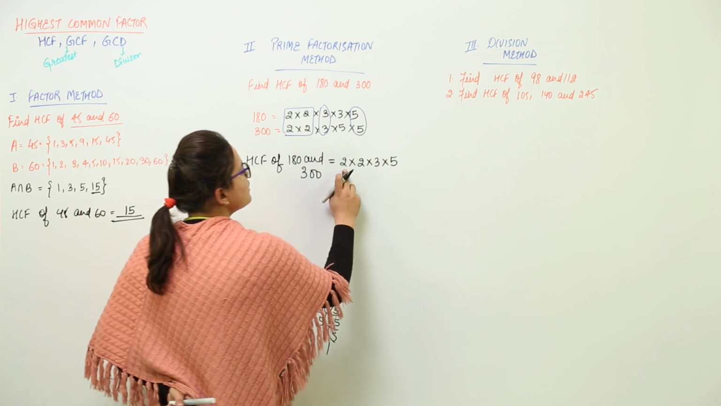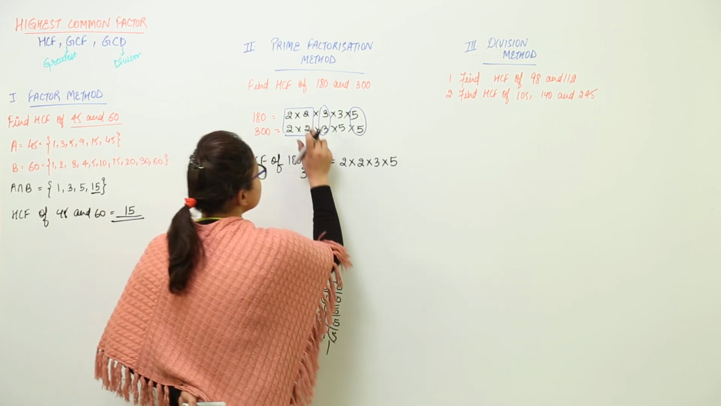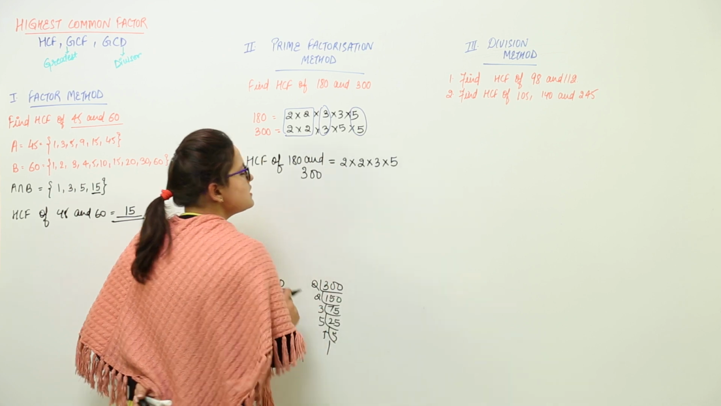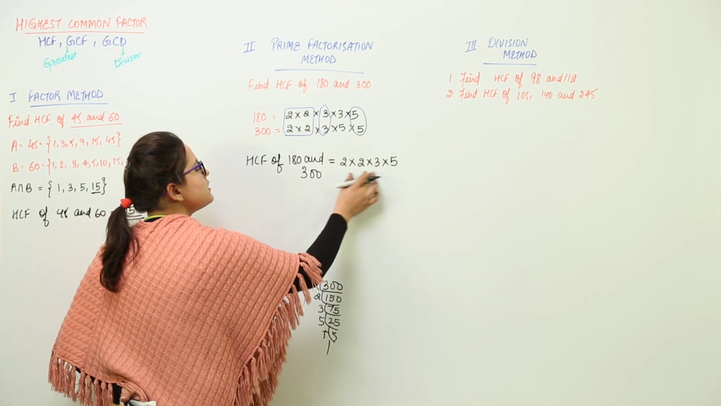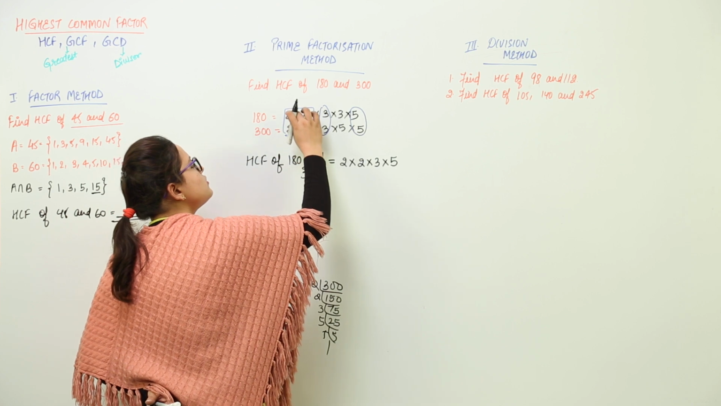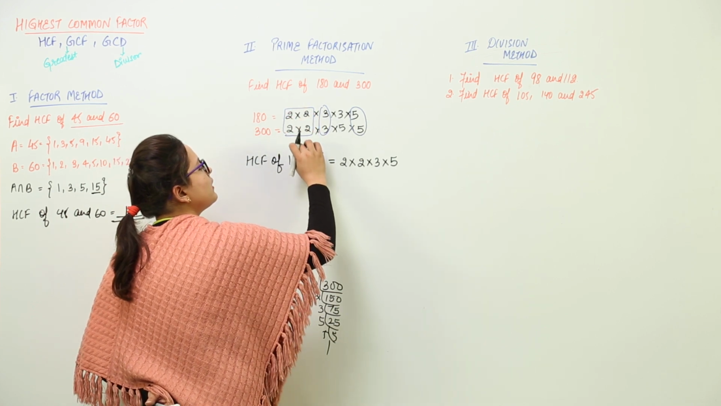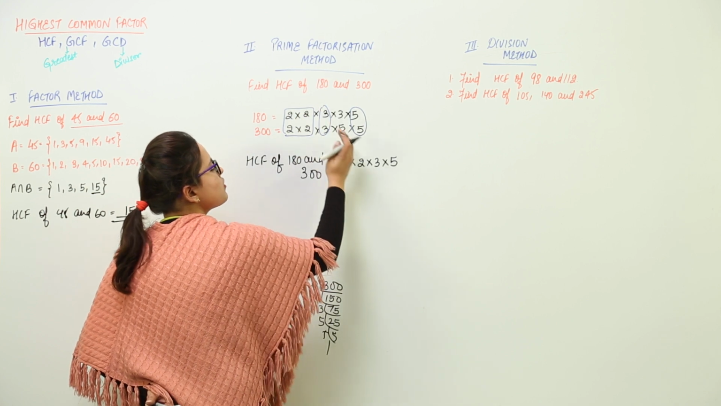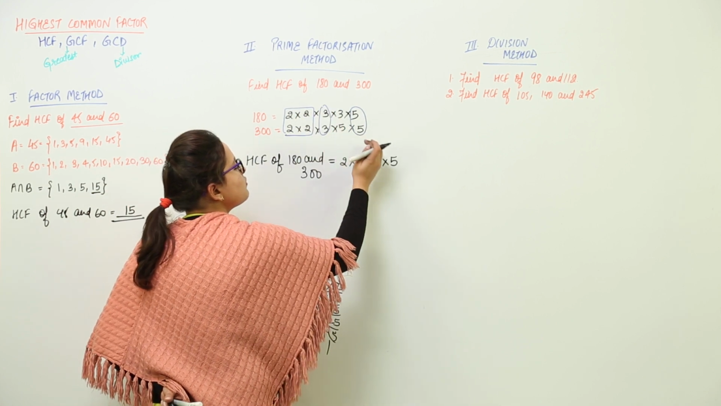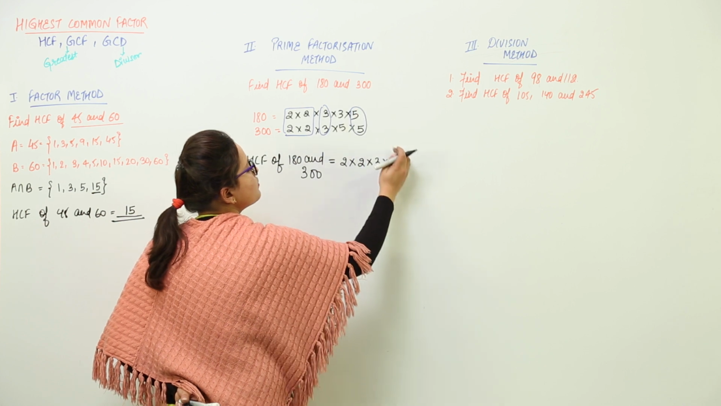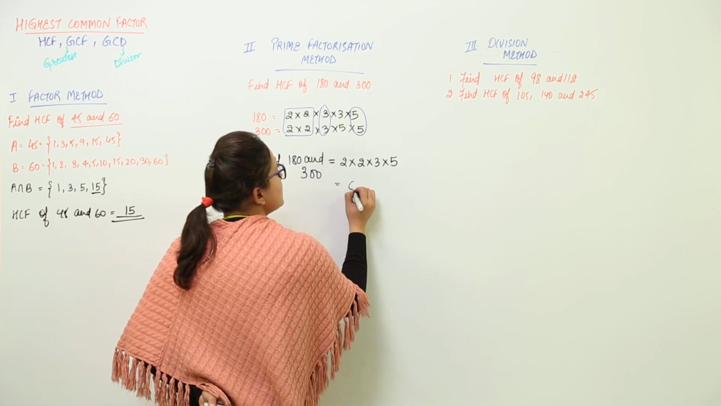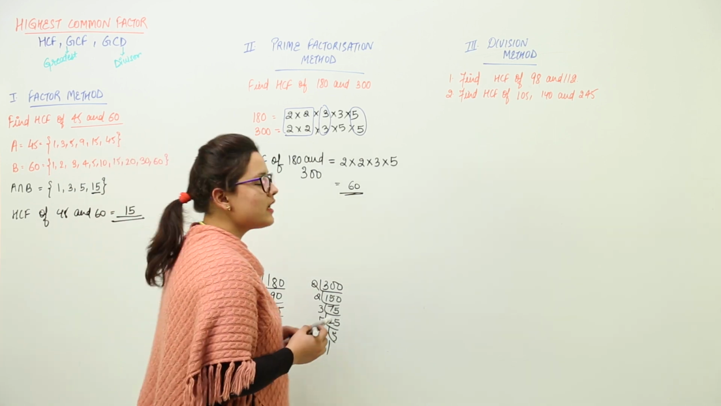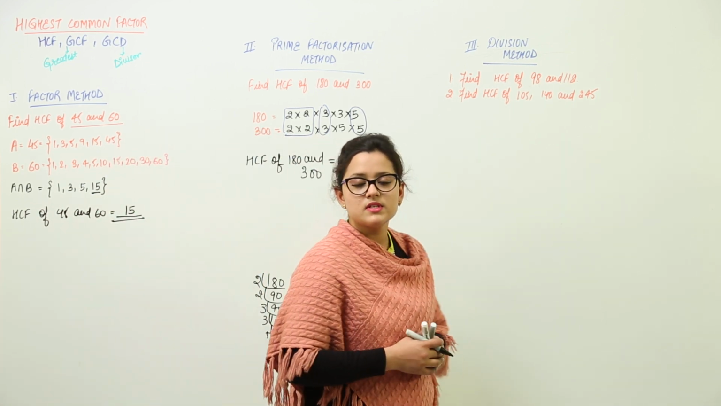Why have I done that? Because 2 into 2 was common to both. So we have 4 3s are 12 and 12 5s are 60. Why have I chosen all these? Because out of each common pair, we have taken only 1. Here 2 was common, so I have taken 1. Another 2 pair was common, I have taken 1. Taken 1 from the pair of 3 and taken 1 from the pair of 5. So here we get 60 as the HCF of 180 and 300 using the prime factorization method.